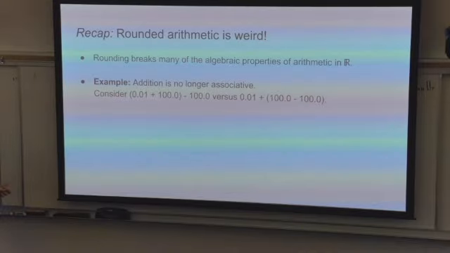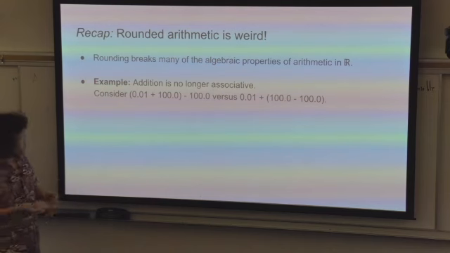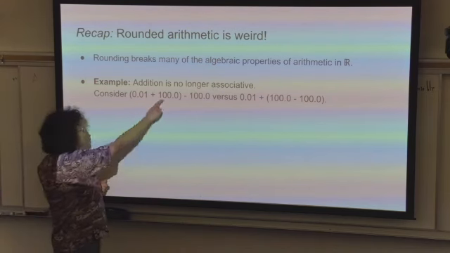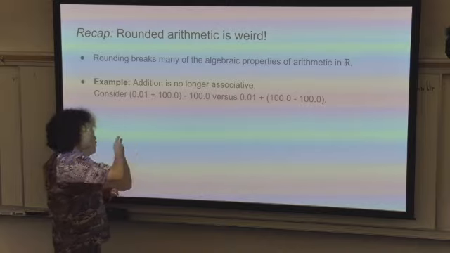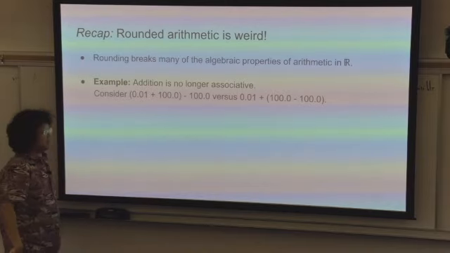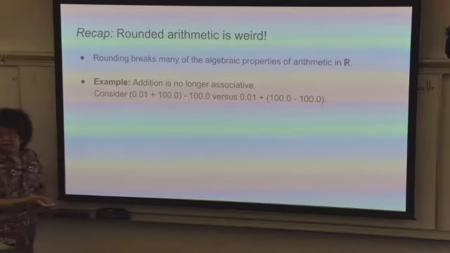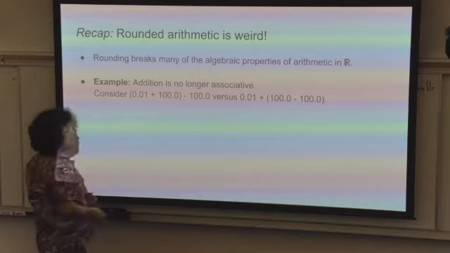For example, addition is no longer associative. Consider an expression like this. Say we're working in 3-digit precision, and we add 0.01 plus 100. The answer will be 100.01, but because I only have 3 digits, that rounds down to 100. If I subtract 100, that gives me 0, right? It's as if the 0.01 didn't matter at all, because the rounding killed it in this operation.